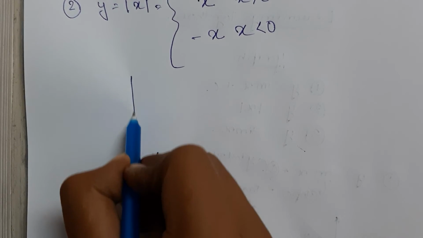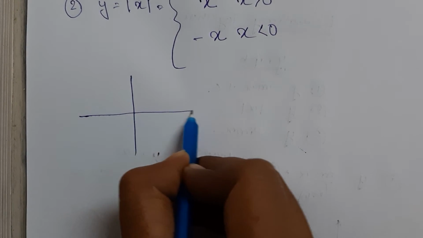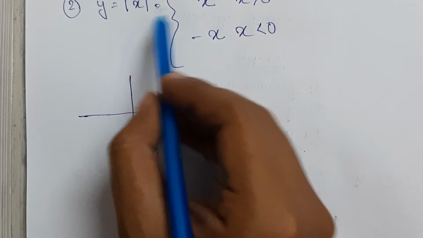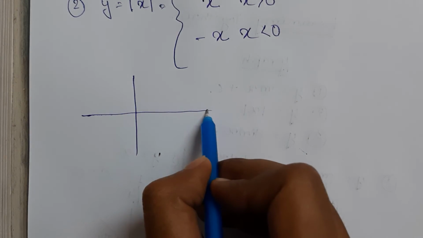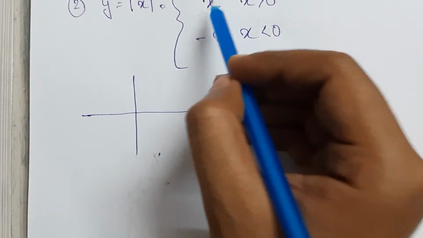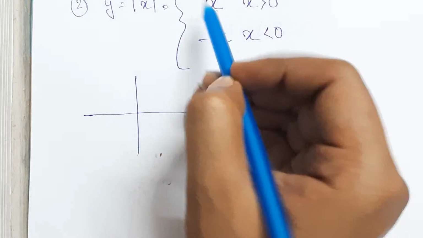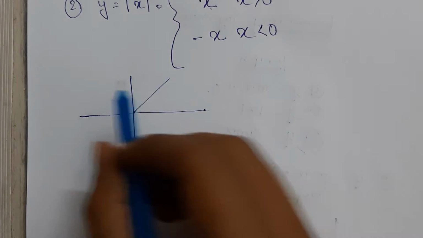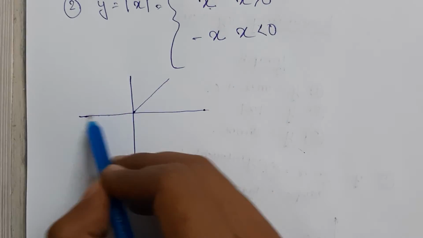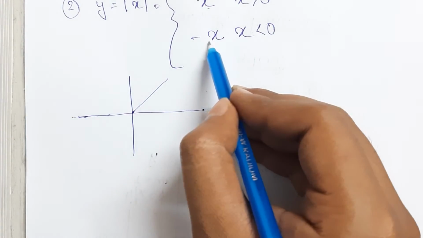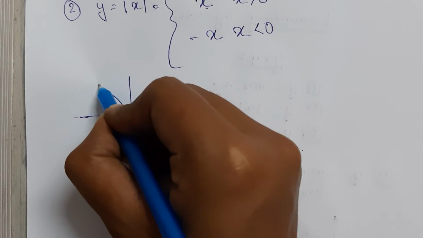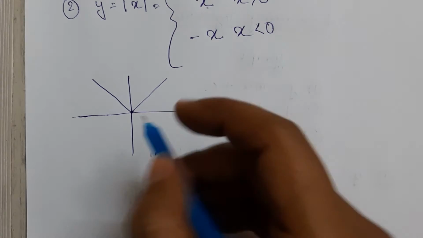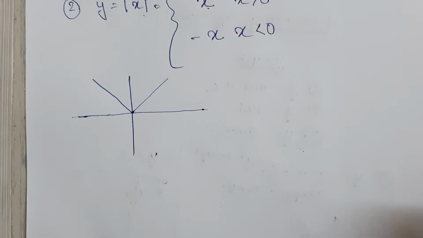So let us draw the graph now. See, when x is greater than 0, means this portion here x is greater than 0, it will give y is equal to x, right? So as we have seen, y is equal to x is like this. And when it is less than 0, means this portion, it will give minus of x, right? So it will be like this. This is the easy graph for y is equal to mod of x.